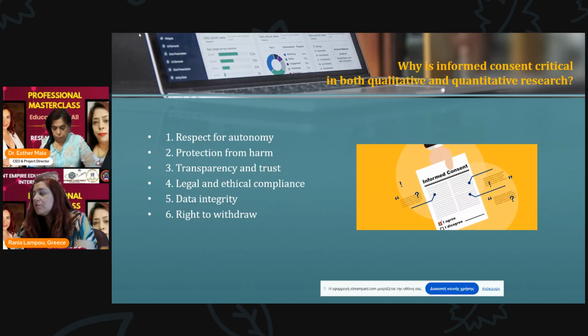Informed consent also includes the right to withdraw from the study at any time without penalty, and this respects participants' control over their involvement and personal data. So in summary, informed consent is essential to uphold ethical standards, protect participants, and ensure that the research is conducted with integrity and respect, whether it's a qualitative, quantitative, or mixed method approach.